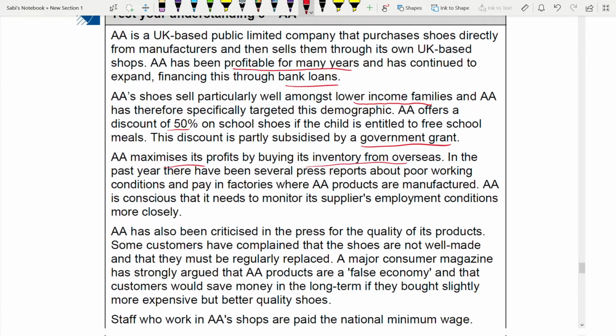In the past, there have been press reports saying that there are poor working conditions and also low pay in the factories where these products are manufactured. They're exploiting the labor. That's what the press reports were saying for several years about double A. So now double A became more conscious and they feel that they have to monitor their suppliers' employment conditions.